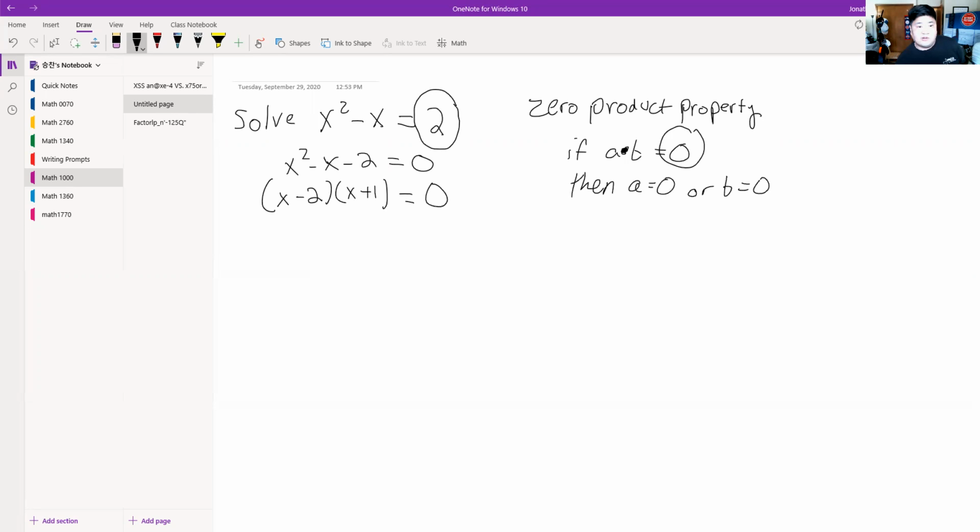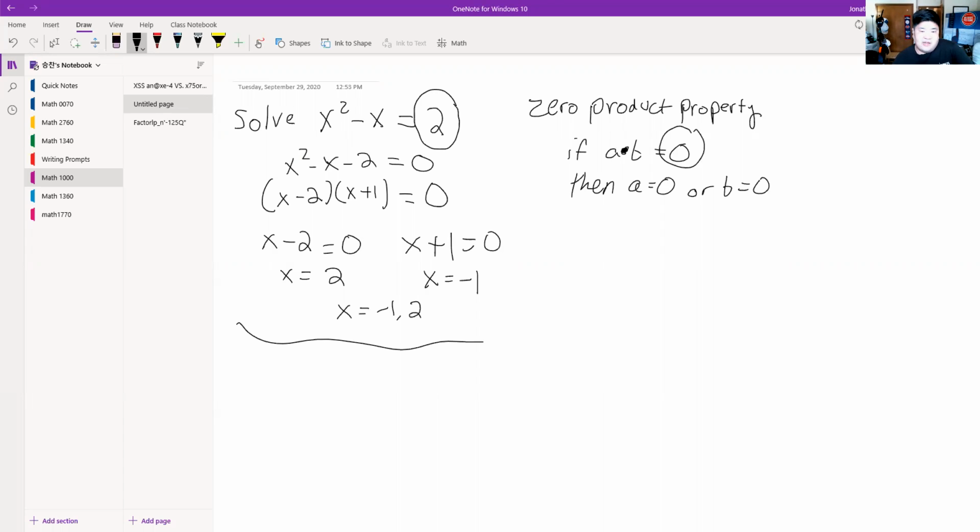And then I know that I can set each of these factors, x minus 2 equal to 0 or x plus 1 equal to 0. So then x equals 2. Or another solution that would make this true is x equals -1. All right, so those are the two numbers that would make the equation true.